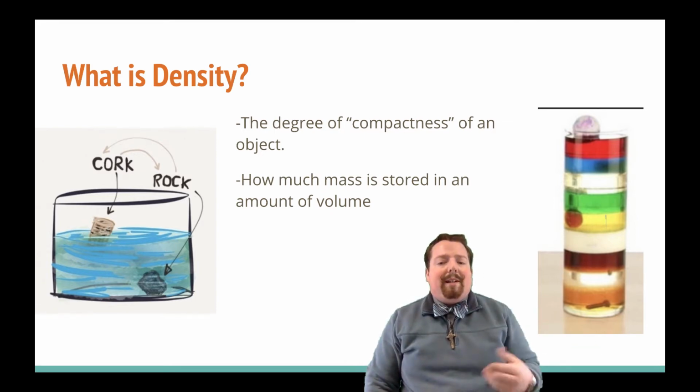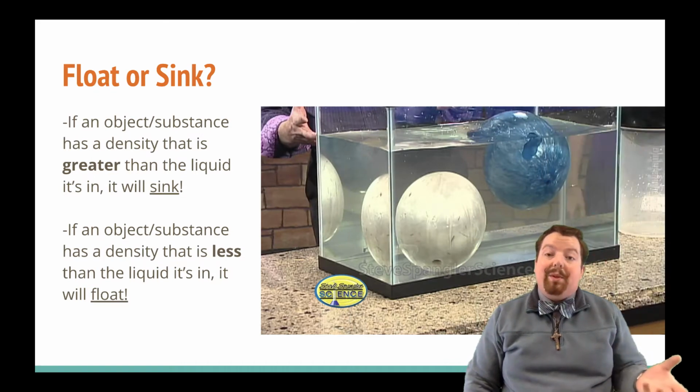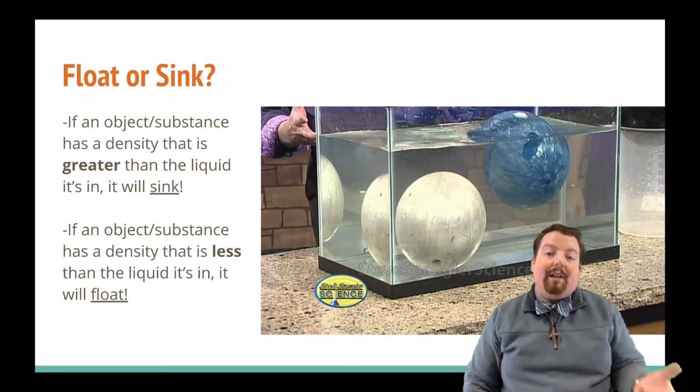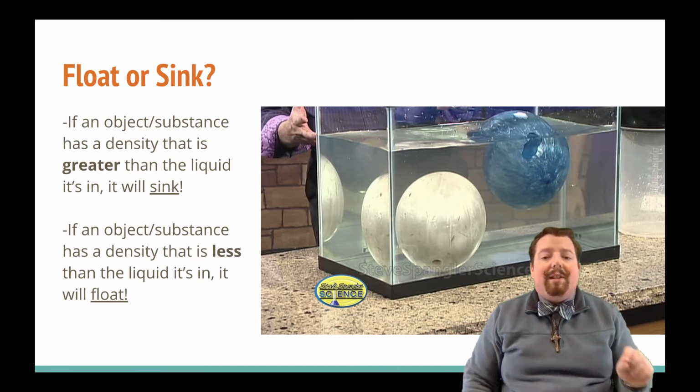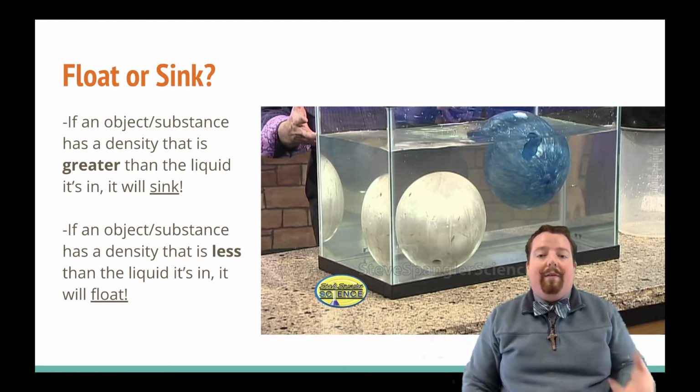You could also think about density as a measure of how much mass there is in a certain amount of volume of a substance. One of the most basic and honestly most fun uses for density is to determine whether objects will sink or float in a certain liquid. So if the object's density is greater than the liquid's density, the object will sink, and if it's less than the density of the liquid, it'll float.